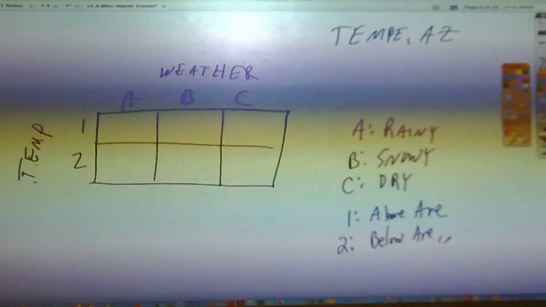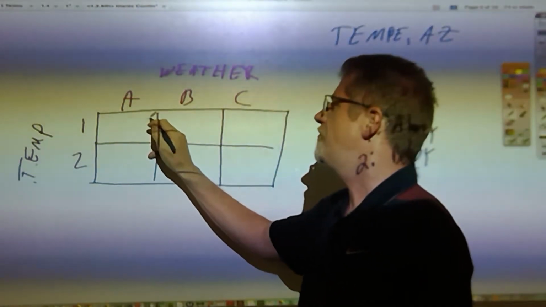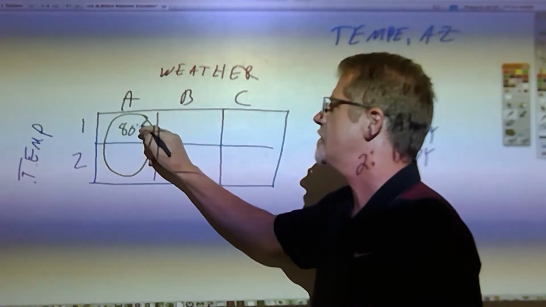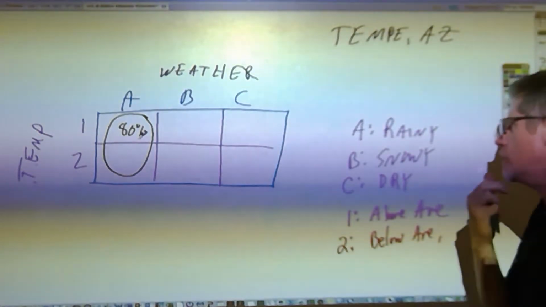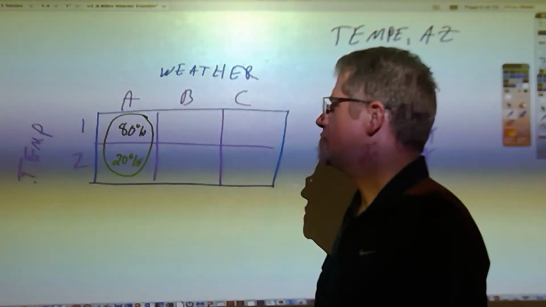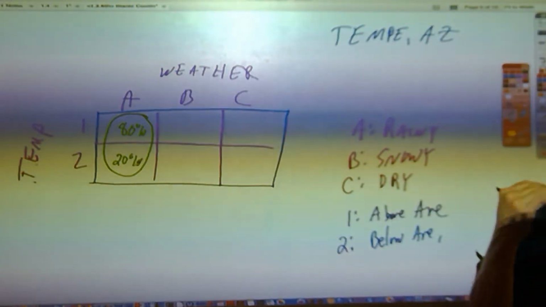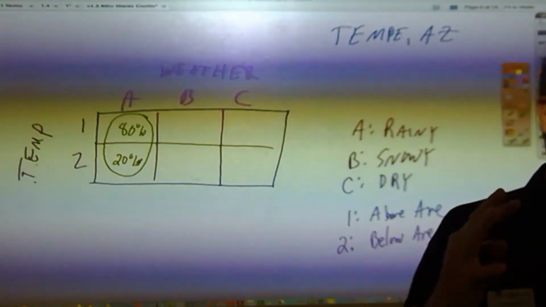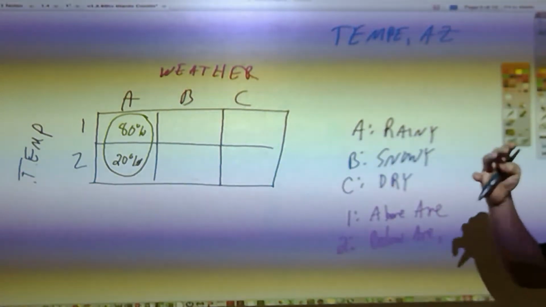And so suppose that someone went through and looked at all of the rainy days in Tempe, Arizona, and found that 80% of those rainy days were above average temperature, and 20% were below average temperature. Which, if you think about it, is kind of bizarre, because you'd think that rain would bring the temperature down. Apparently not in Tempe, Arizona. It's like sauna type rain. It's so hot up there when it rains.